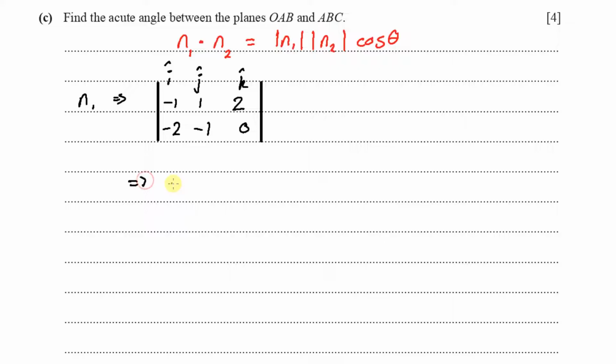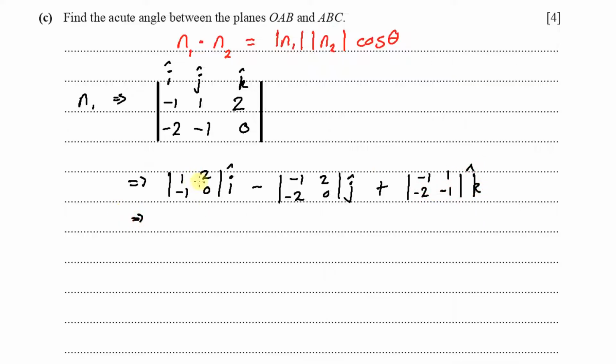So this will simplify to the determinant 1, 2, minus 1, 0 for i, minus the determinant minus 1, 2, minus 2, 0 for j, and plus the determinant minus 1, 1, minus 2, minus 1 for k. So this simplifies to 2i, minus 4j, and here we should get 3k. So we now have the normal to the plane OAB.